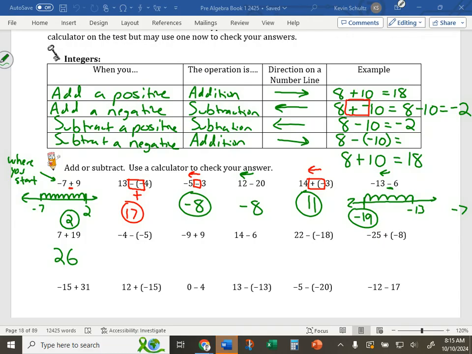Negative 4 minus negative 5. Lots of negativity there, but we'll work through it together. Madeline? I got 1. 1 is correct. Where do you start? You start at negative 4. That has nothing to do with the operation. It's only where you start. The operation, subtracting a negative, is where you've got those two signs right next to each other. That means you are adding.